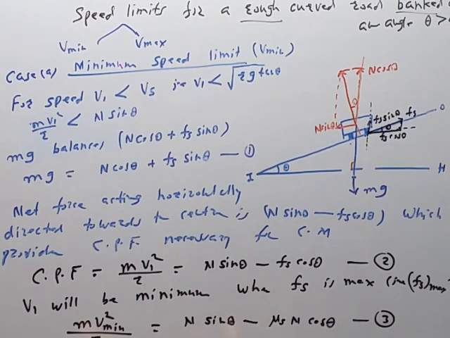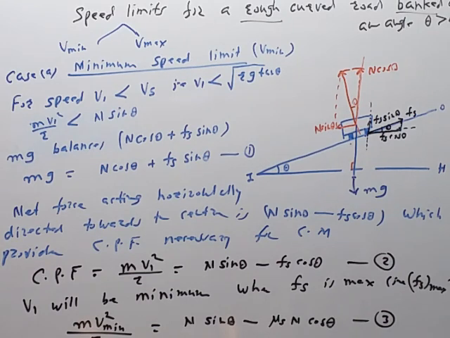So minimum speed limit will obviously be less than Vs, and maximum speed limit will be more than Vs, considering the friction. So we are considering this case. Let the vehicle be moving with a speed V1 less than Vs, less than root of R g tan theta. So under this condition, m v square upon r, the centripetal force, will be less than N sin theta. So N sin theta is the predominant factor like this.